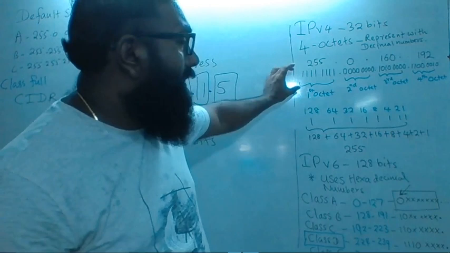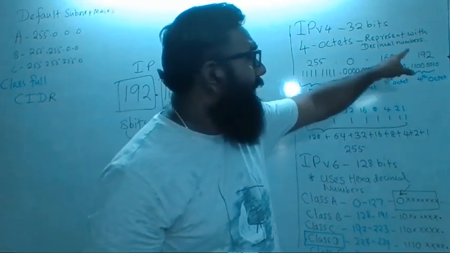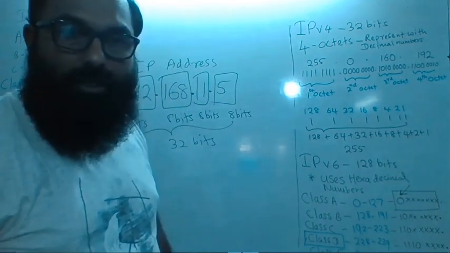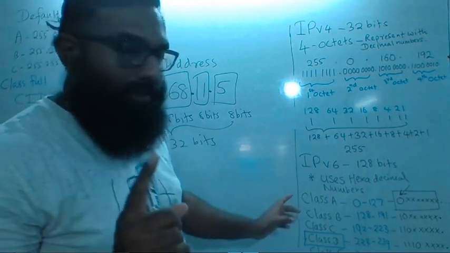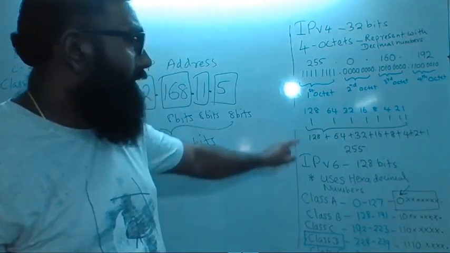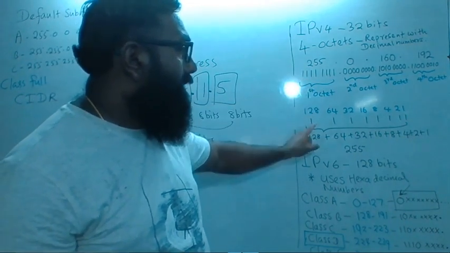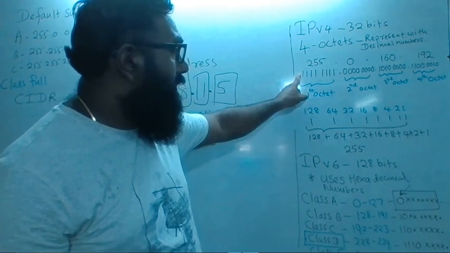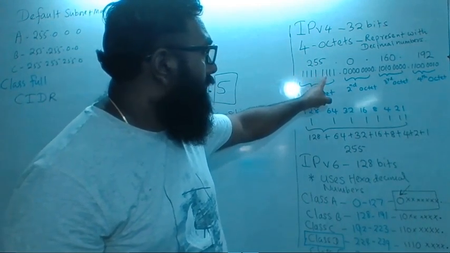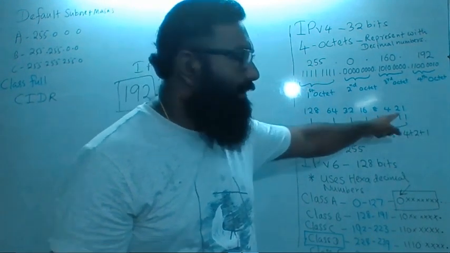So altogether, this is the first octet, second octet, third octet, and fourth octet. Altogether, there are 32 bits to represent an IP address. So here I have given the place values: 128, 64, 32, 16, then 8, 4, 2, 1.